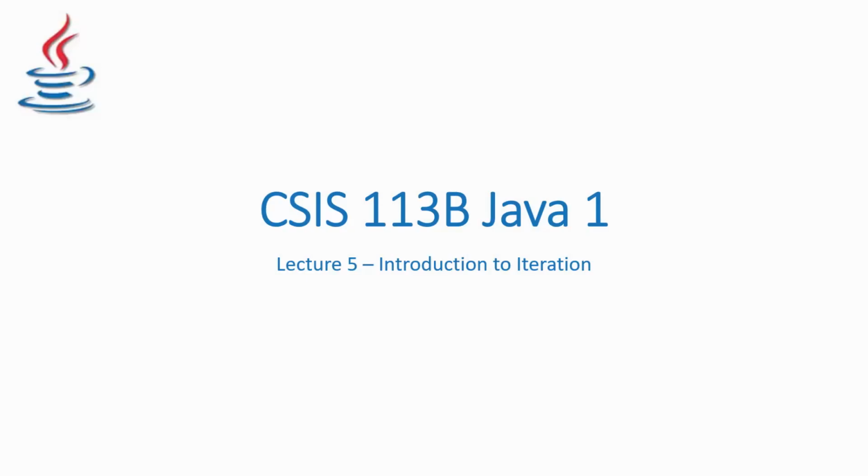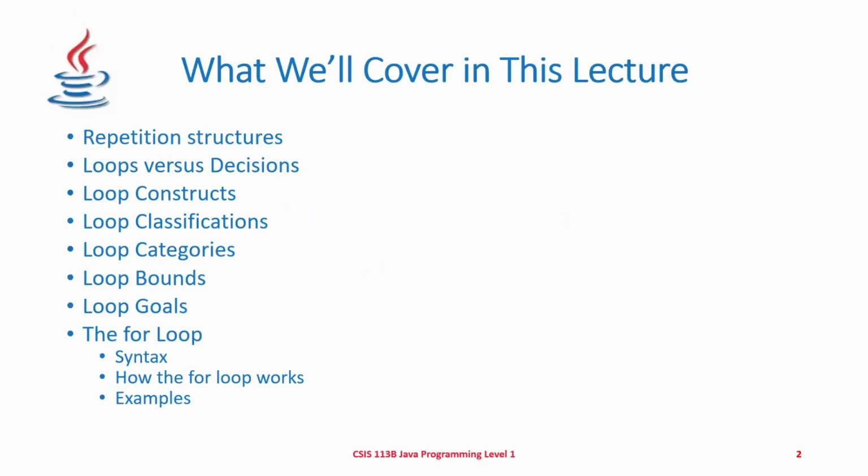Welcome to CSIS 113B, Lecture 5, an Introduction to Iteration. Here's what we'll cover in this lecture. We're going to take a look at various repetition structures, and we'll talk about loops versus decisions.